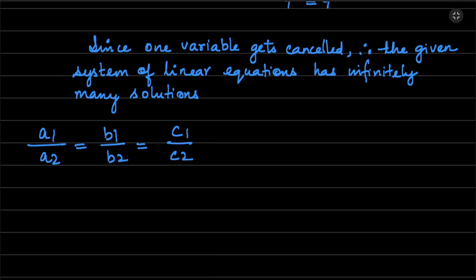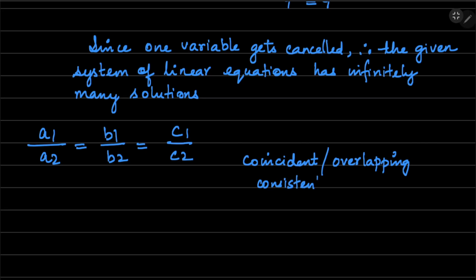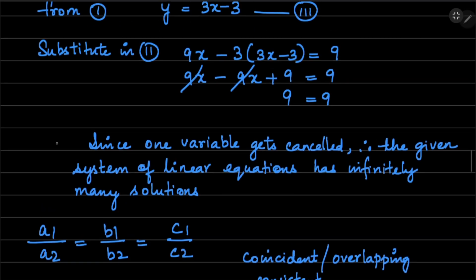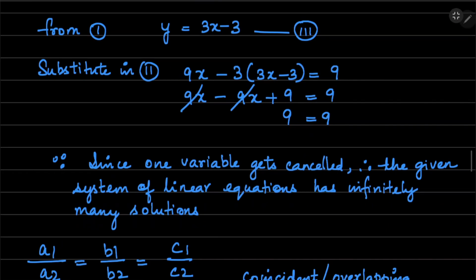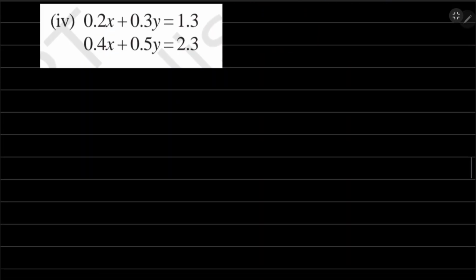If you are plotting it graphically, how will the lines look? Each of the lines representing each of the linear equations will coincide over each other. That's why you say it has infinitely many solutions. So, the lines will be coincident, or overlapping each other. And the system will be consistent because it does have a solution, just that it has many solutions. I hope you understood. So let's move on to the next question, that is your question number 4.